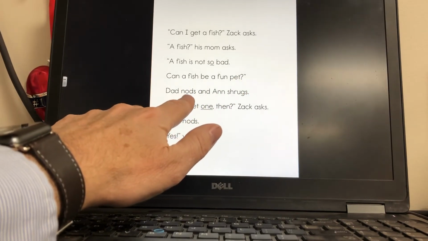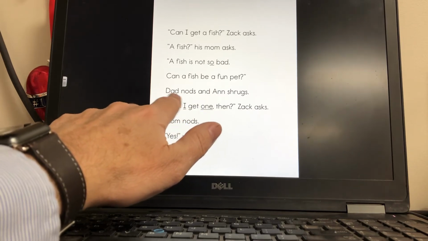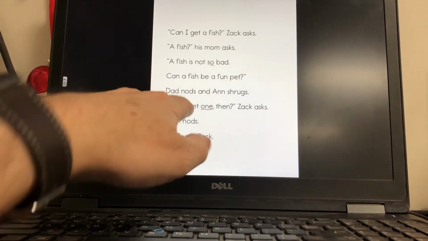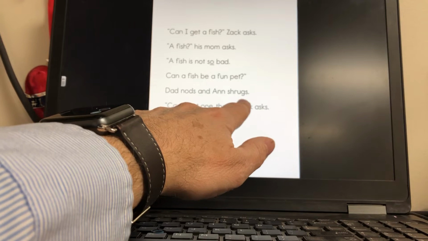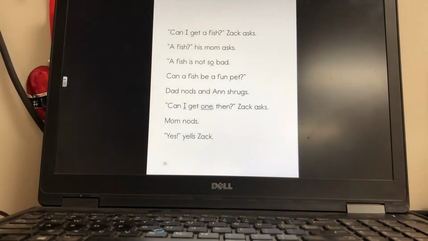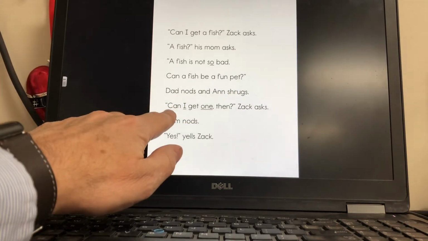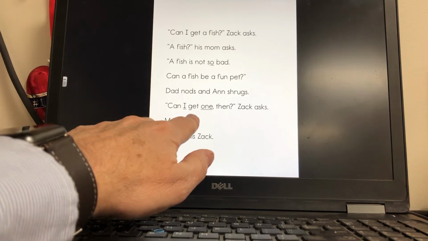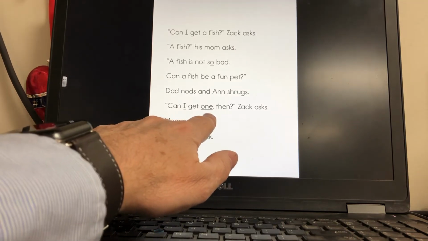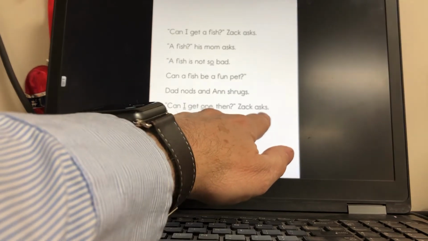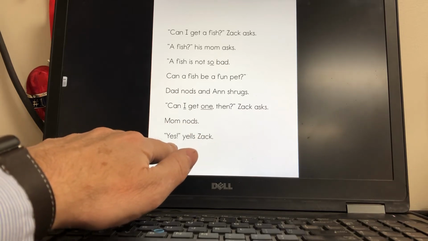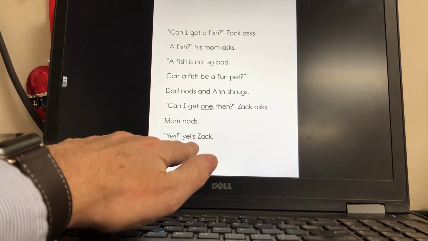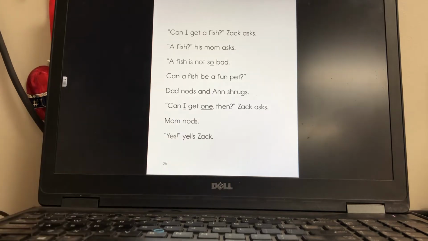Dad nods. Dad nods. That means he's shaking his head yes. And hip hip hooray! A vocabulary word right in our book. Anne shrugs. Can I get one then? One tricky word in I. Zack asks. Mom nods. Yes! Yells Zack.